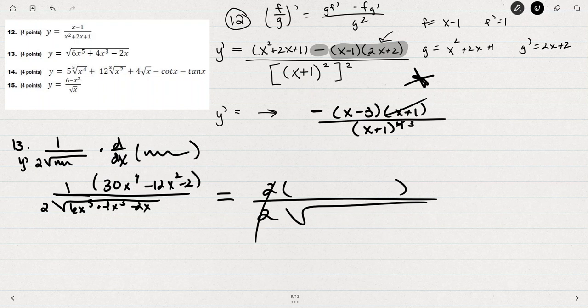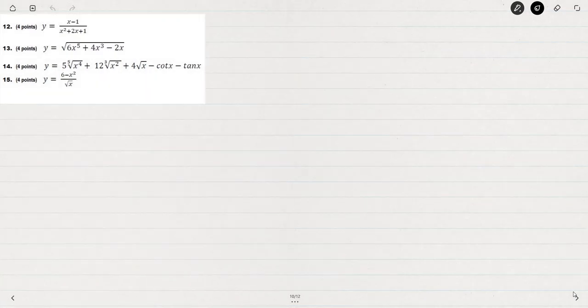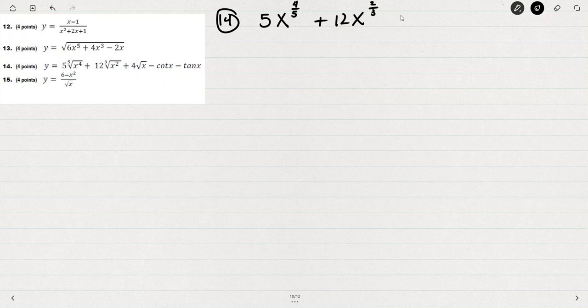Number 14, the easiest approach to number 14 is going to be to rewrite as a power rule. 14 is really easy after you do that. So 5x to the 4/5 plus 12x to the 2/3 plus 4x to the 1/2 minus the cotangent of x minus the tangent of x.